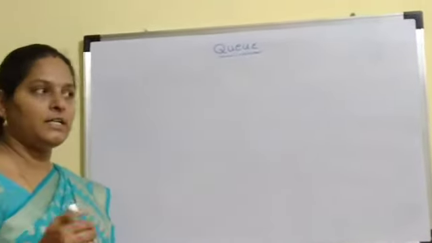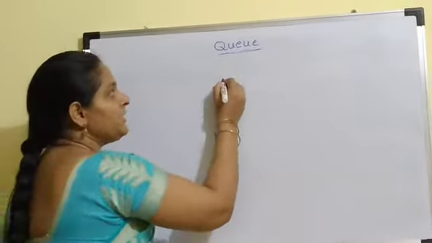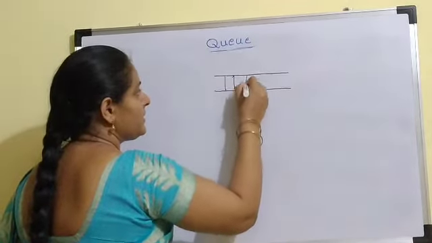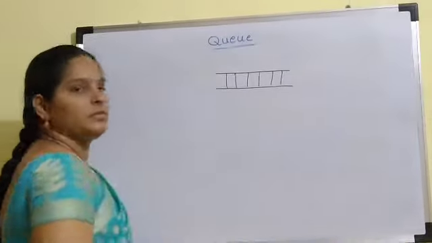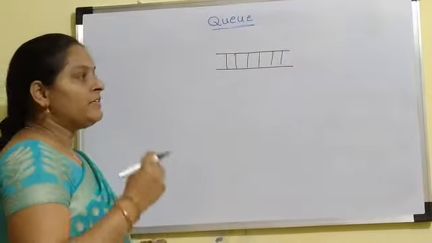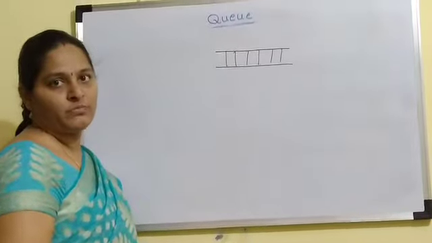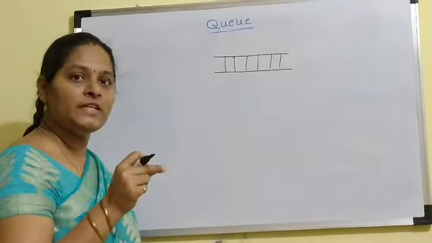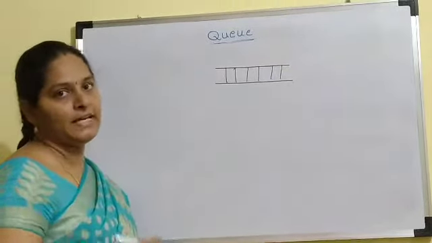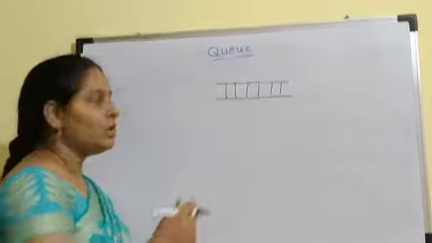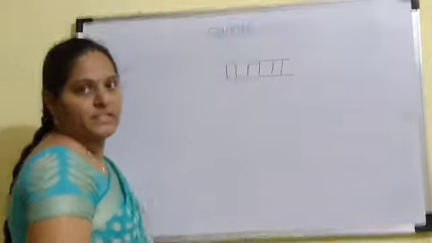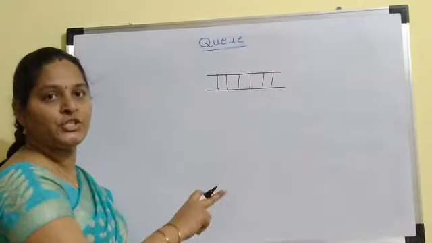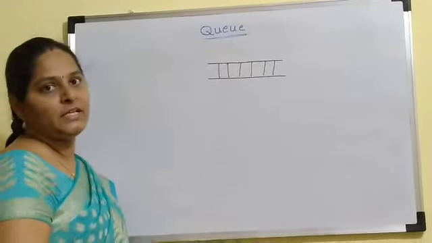Let us see the diagram of the queue. The queue data structure will look like this. It's just like an array. So here there will be two ends open for the queue. In case of stack, only one end open for us. With that end only we can insert the elements as well as we can delete the elements. But in the case of queue, we have two ends open for us. One end we can use it for insertion and another end we can use it for deletion.